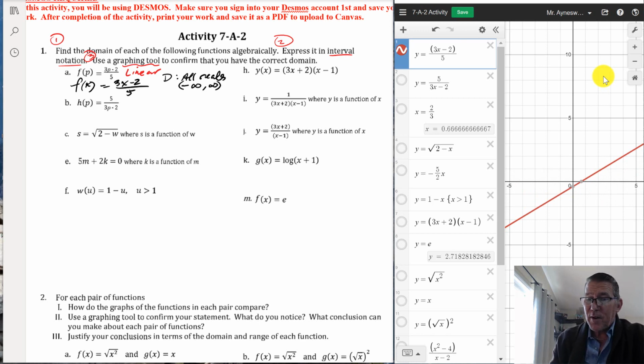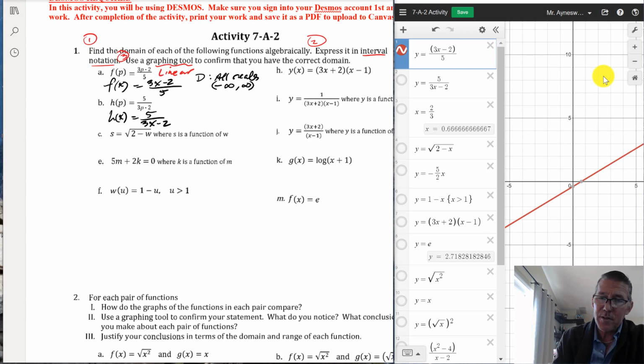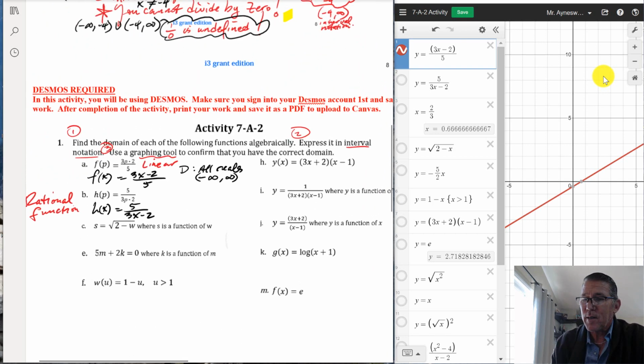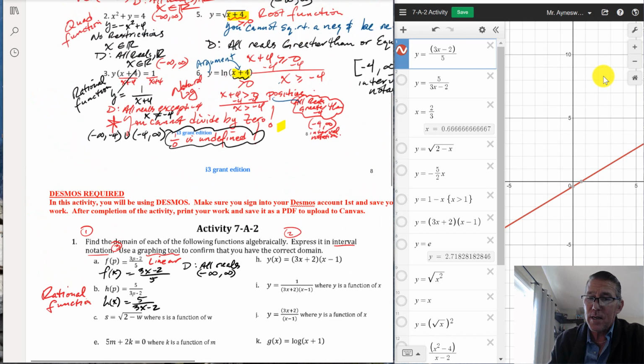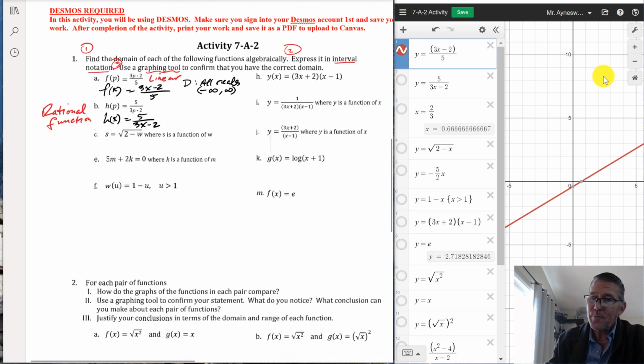Now, not the case for the rational function here. In this next function, I'm going to write it in terms of x instead of p. So I have 5 divided by 3x minus 2. Now, rational functions have restrictions. This is called a rational function, and all rational functions have restrictions. You need to focus in on the domain, because with rational functions you have to remember one basic thing, and I talked about it in my prep lesson, on number 3. You cannot divide by 0. Because of that, you have to restrict the domain.